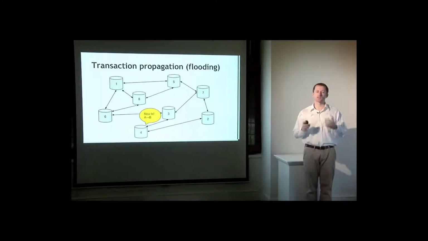Now node 4 says, great, I've got a new transaction. Alice wants to pay Bob. Let's tell everybody about it. Sometimes this is called a gossip protocol, because it's very simple. If you have news, you try to tell as many people as you can, and they try to tell as many people as they can, much like people gossiping in the real world.